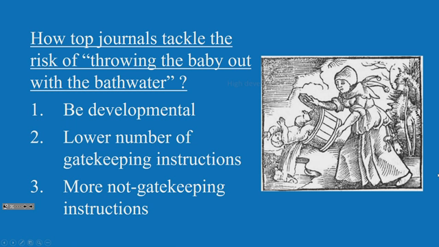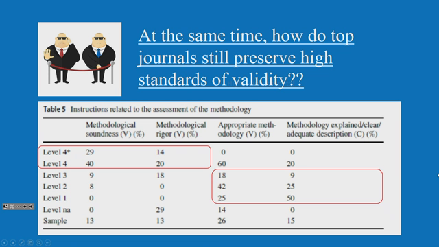So overall, we observe these 3 traits in the reviewer guidelines of top journals. They have instructions to be developmental, a lower number of gatekeeping instructions, and more non-gatekeeping instructions. At the same time, they have to preserve high standards of validity.